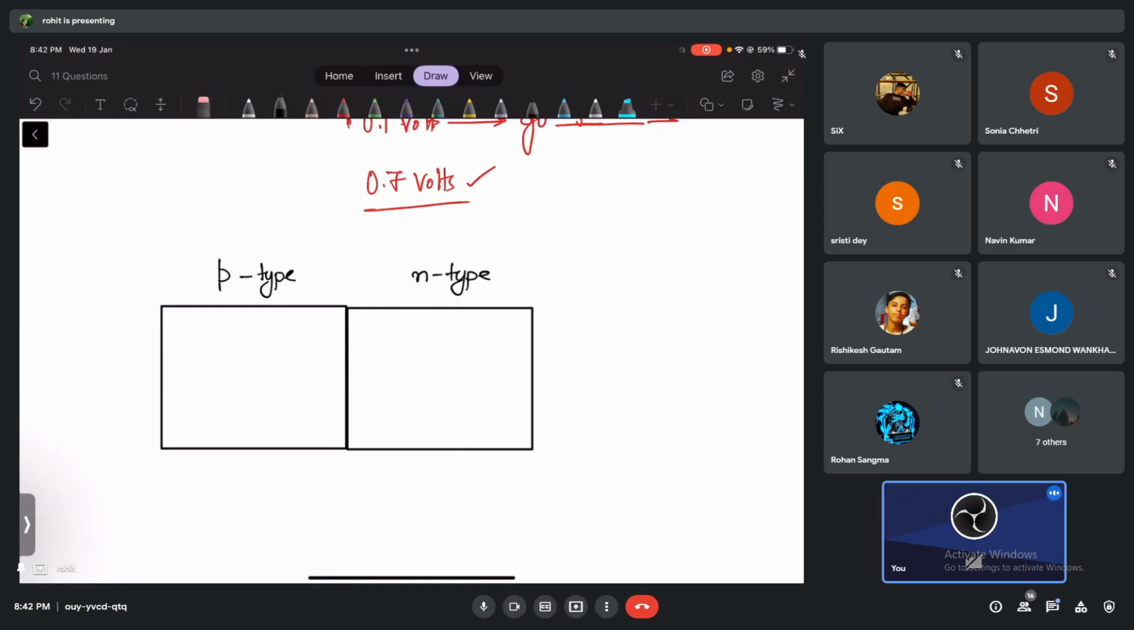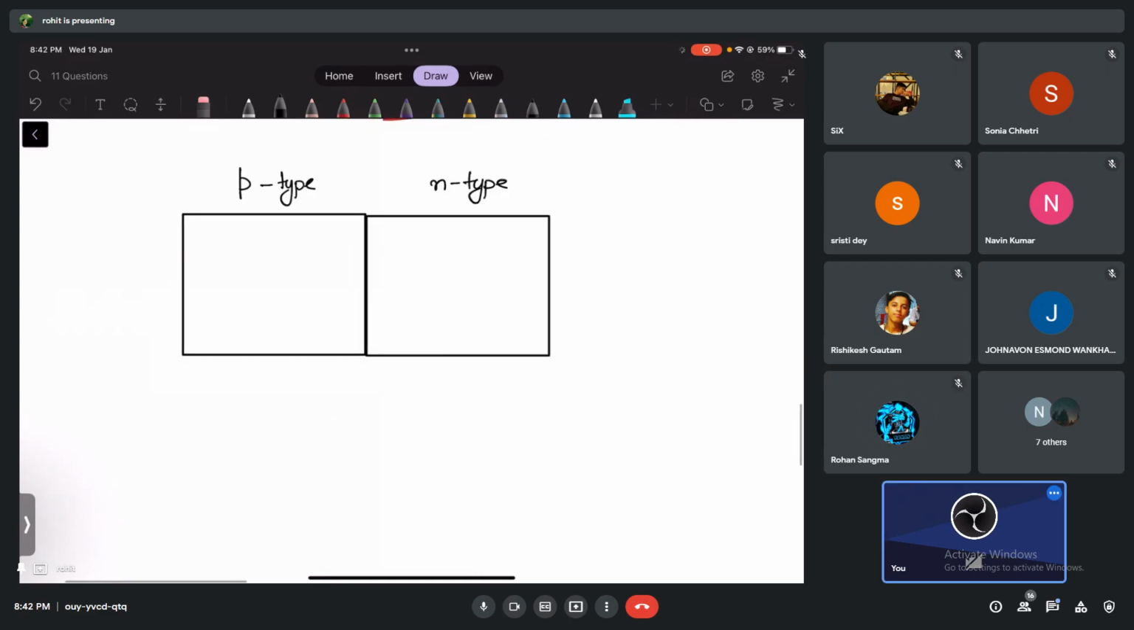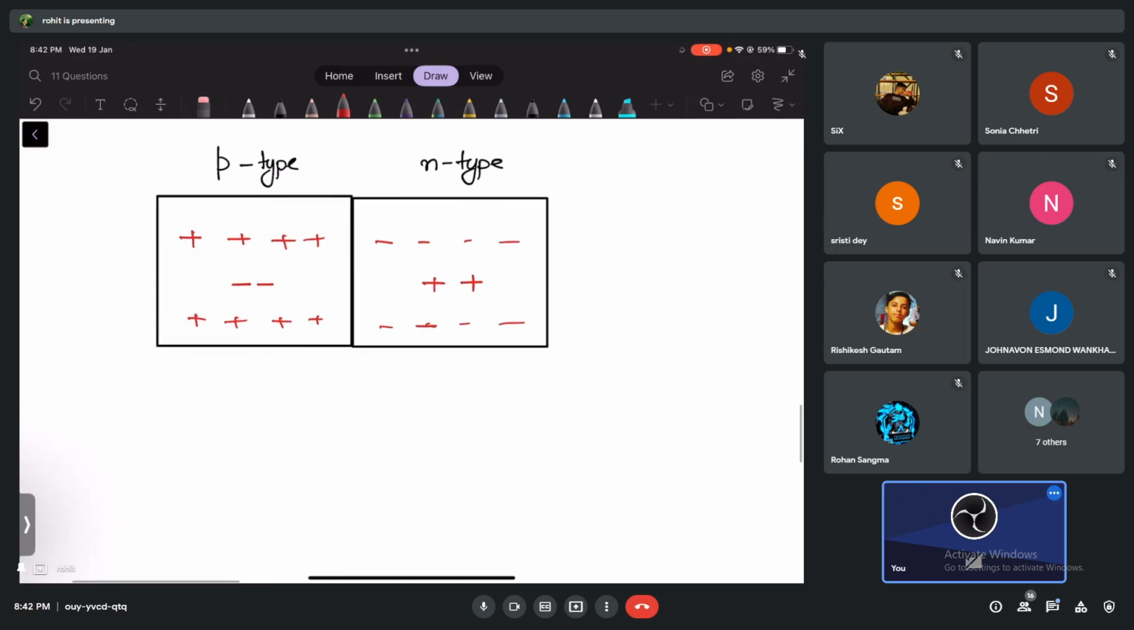So we have p-type and n-type. I've just changed, writing left and right, so no problem with that. We have positively charged majority charge carriers, holes, and minority electrons on one side, and majority electrons and minority holes on the other side. So you know this picture already.